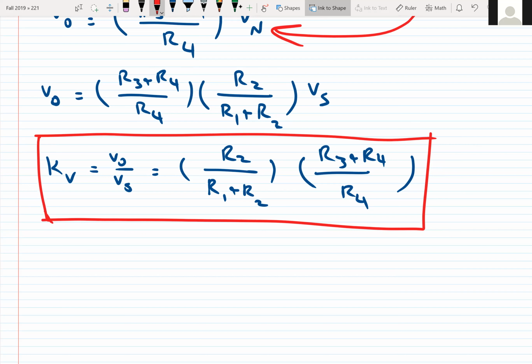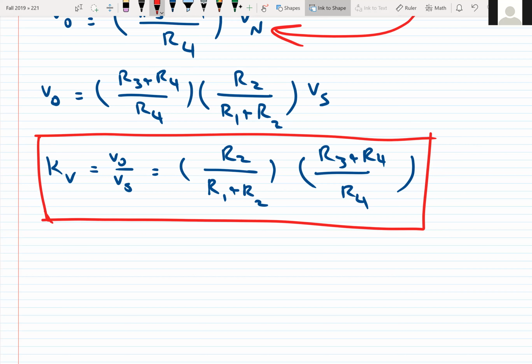It's non-inverting. Very good. Correct. Because resistors have positive values, and of course KV is positive, it is considered a non-inverting amplifier. Good.